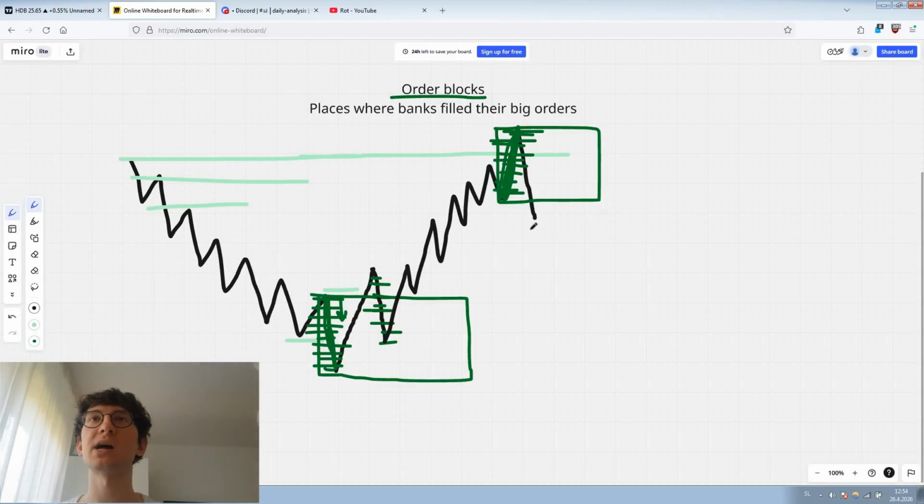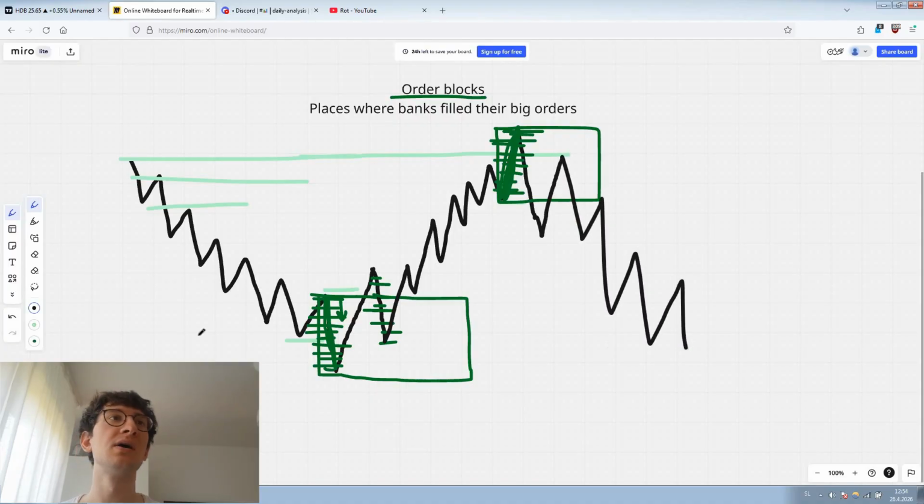Why? Because then the banks will push the price into that order block and then lower and lower. And what were they targeting? They will target this liquidity, this, and so on. And this constantly repeats and repeats. Those are the order blocks.